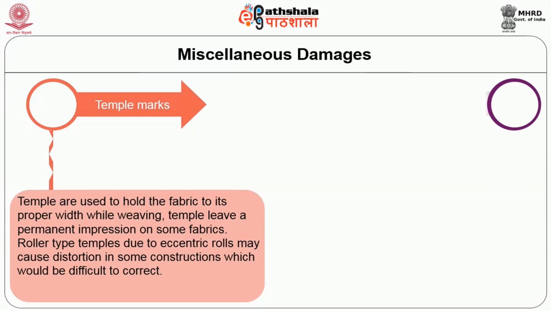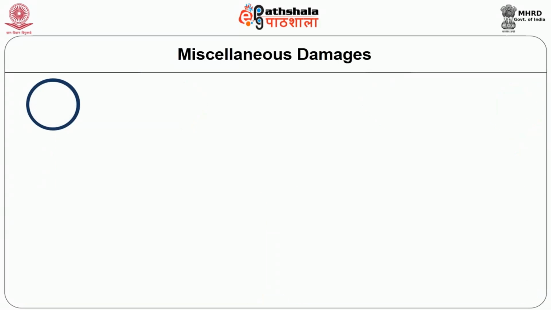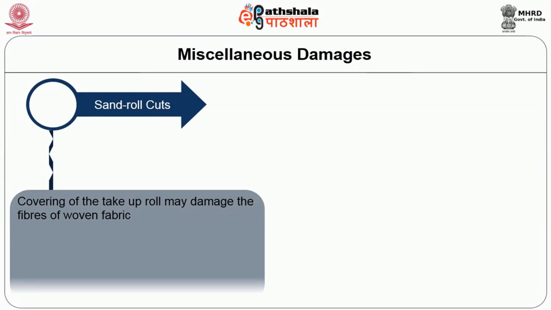Shuttle and box marks may be due to improper shedding to picking, which causes rebound of the shuttle and damage, or due to inadequate flush covering on the race board. Box marks are from the chafing of weft yarn as it sloughs off the bobbin and is trapped under the shuttle. Sand roll cuts. The covering of the take-up roll may damage the fibers of woven fabric.